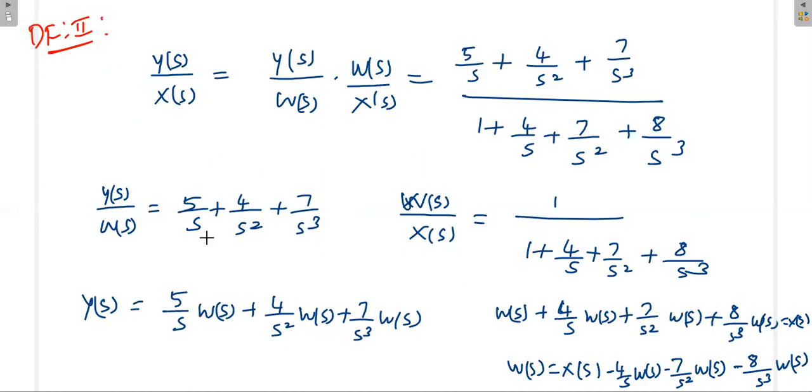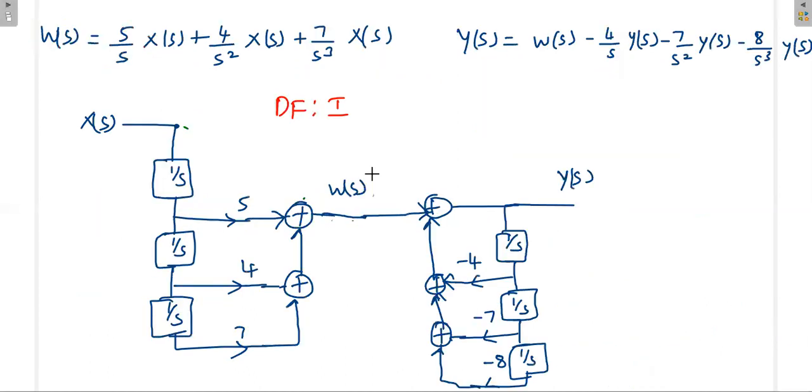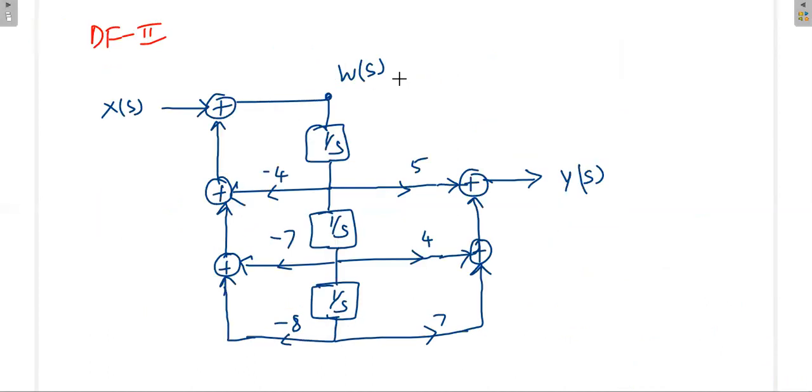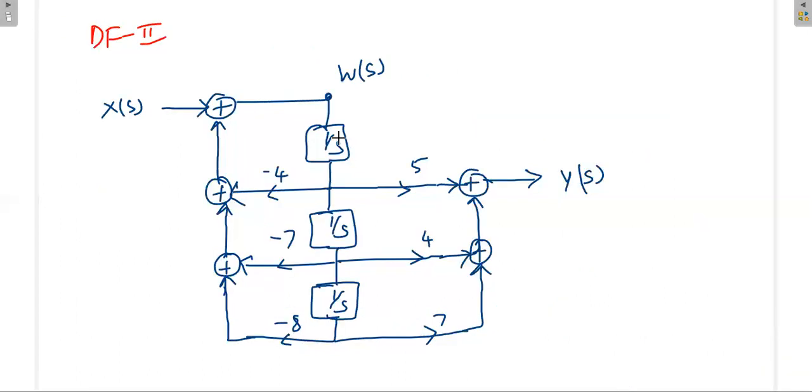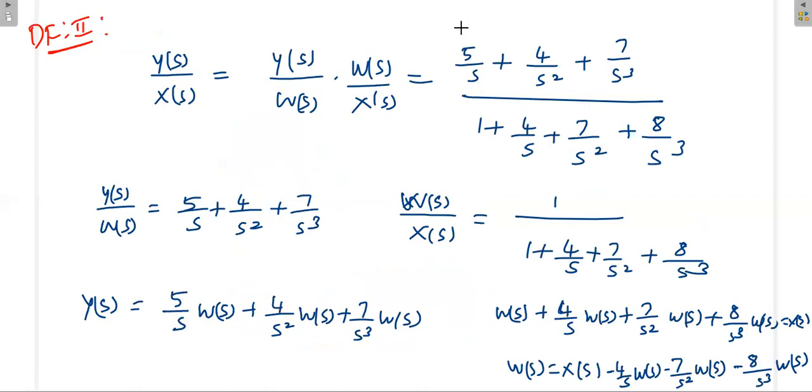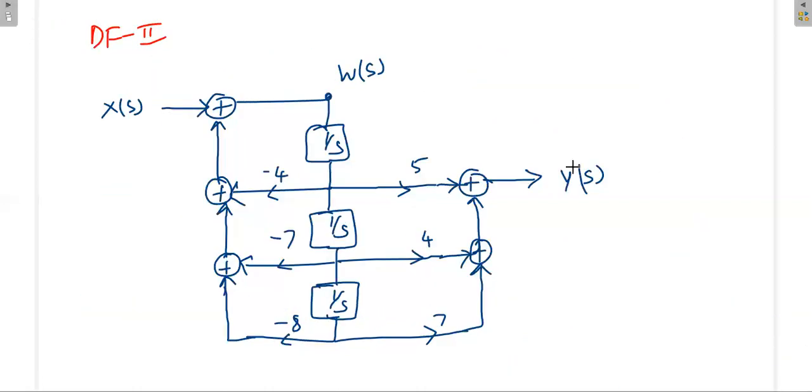Then in the output side, what is happening? Y of s is equal to 5 by s W of s first. Okay, see, W of s is there here. The first, Y of s is W of s multiplied with 1 by s and also along with 5. Okay, so that is 5 by s W of s. Then 1 by s square multiplied with 4, that means 4 by s square. Then 1 by s cube multiplied with 7, that means 7 by s cube W of s. Okay, finally we have realized the direct form 2 structure.